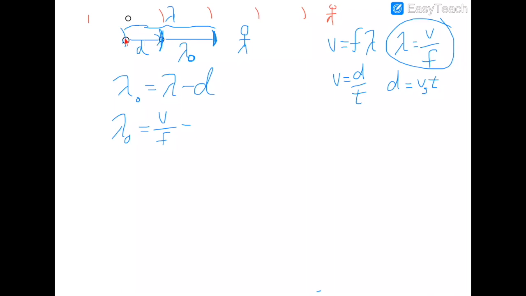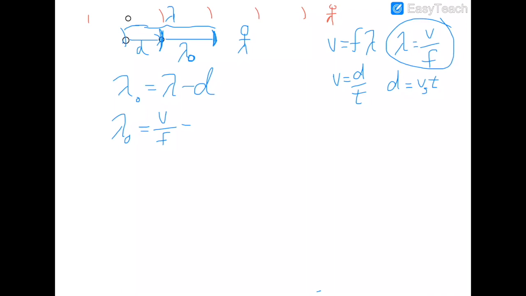Well, when it was here, it put out this original wave, right? And then when it's here, it put out the next wave. So the time from here to here is actually the time period for a wave. It's the time period between two crests. It put out a crest here, then it put out another crest here, and in between, that's the amount of time it took to go from there to there.